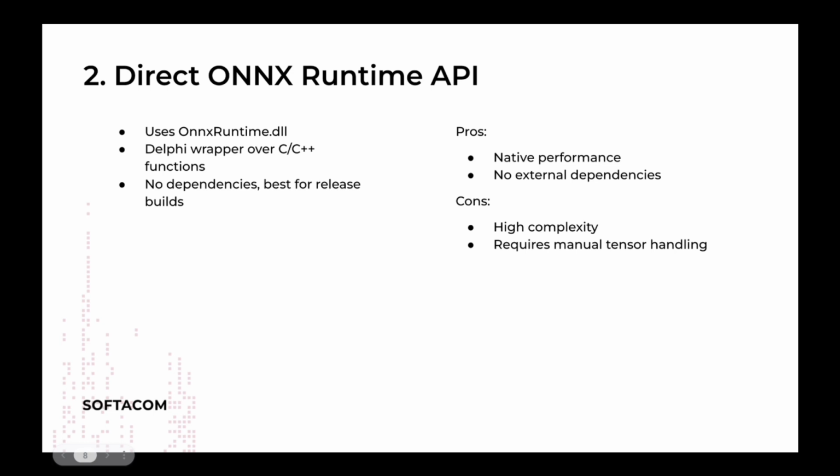Approach 2, direct ONNX Runtime DLL call. In this approach, we connect to the ONNX Runtime directly from Delphi using its C API. The Delphi app loads the ONNX model, prepares input data, runs inference, and processes the results, all through calls to the ONNX Runtime DLL. Everything happens inside Delphi without Python. This is a more complex but powerful option. It gives full control over how the model runs and how the data is handled.